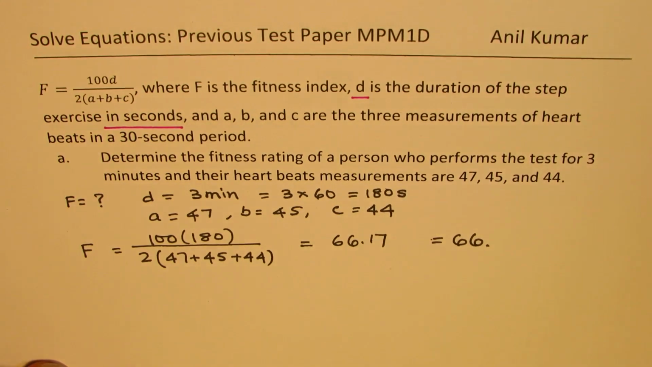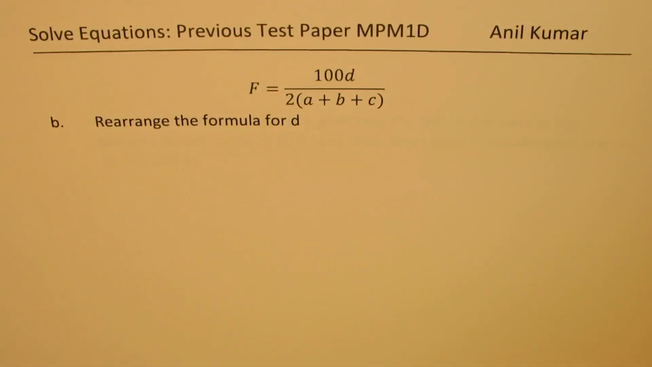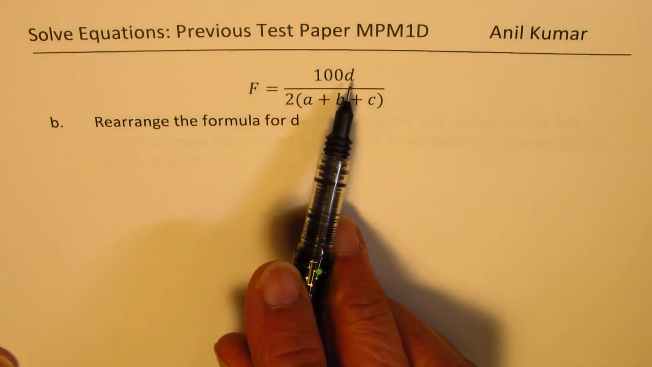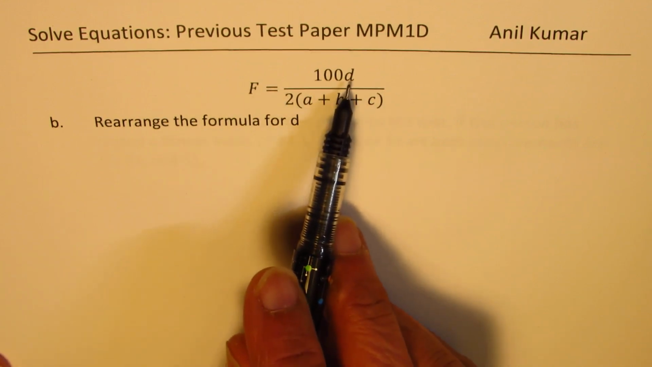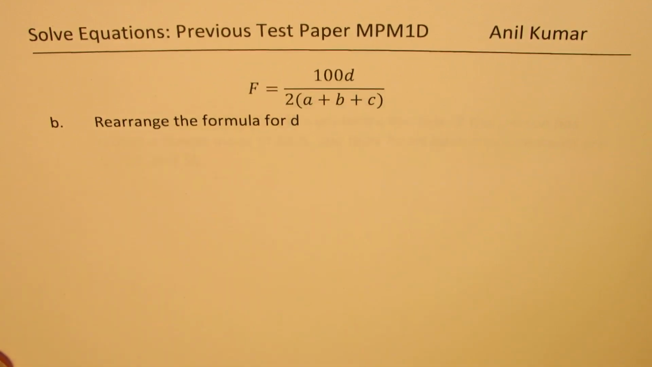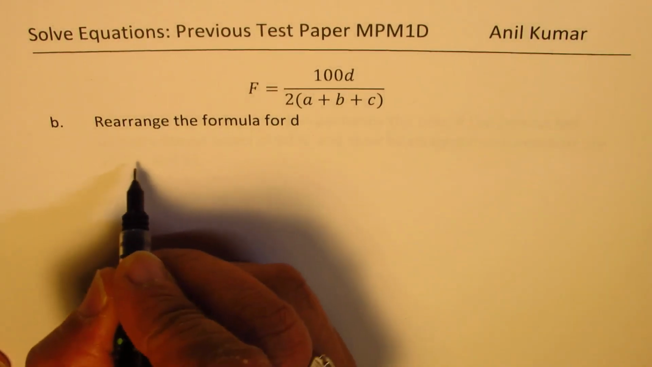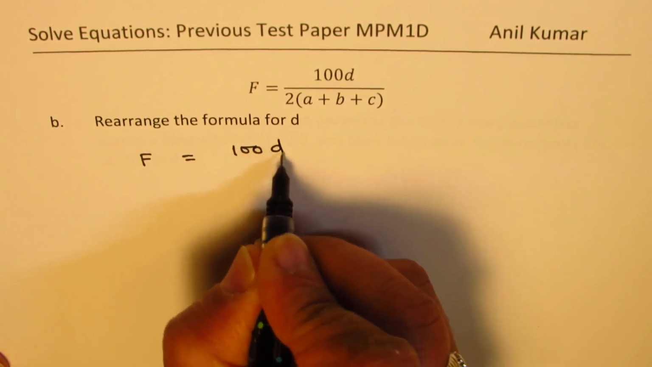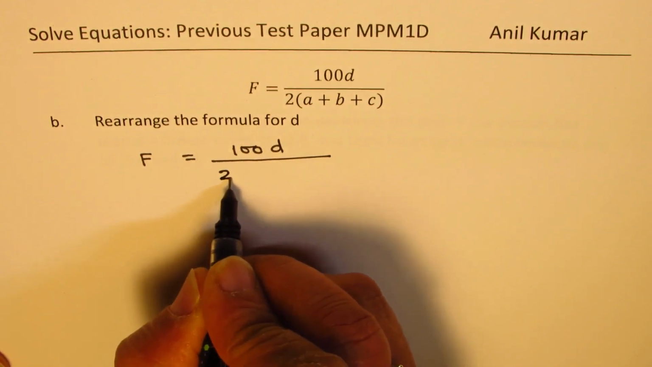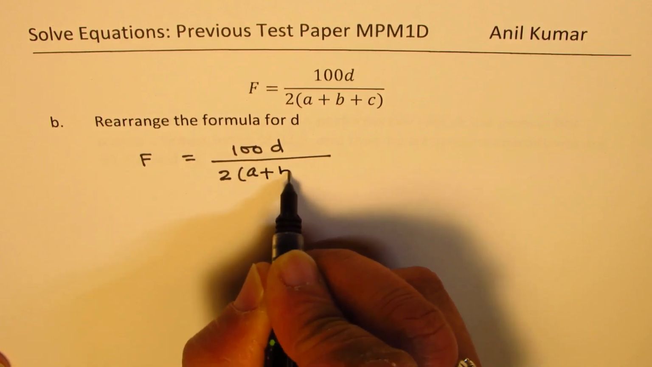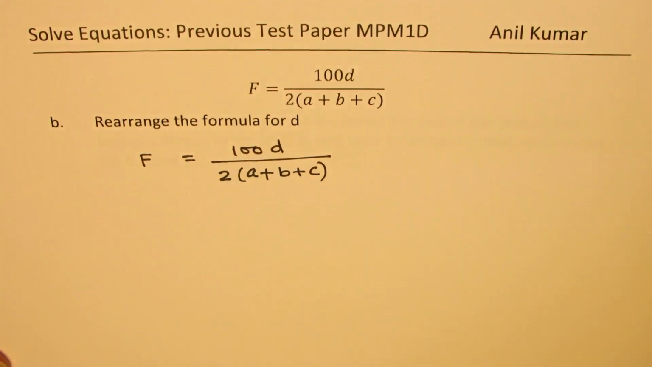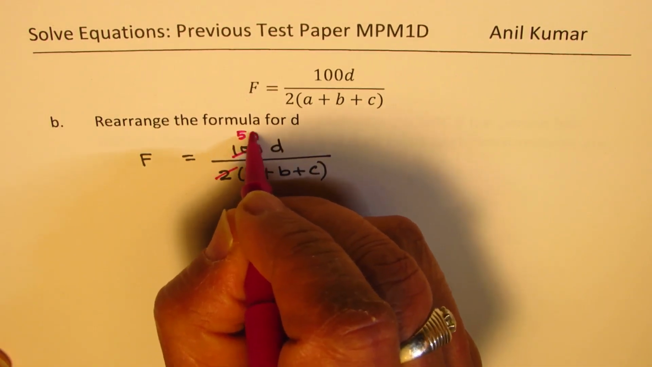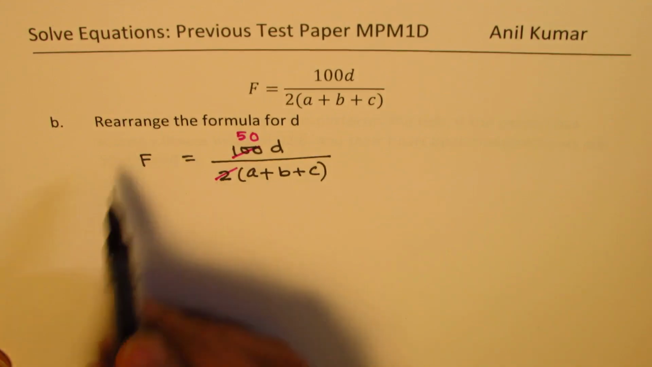Now let's look into part B. In part B, the question is to rearrange the formula for D. So we need to rearrange the formula for D, and then in C, we'll calculate D, right? So to rearrange, we'll actually cross multiply. We are given F equals 100D divided by 2 times A plus B plus C, right? So we can actually simplify this first, which goes 50 times, and then we can cross multiply.